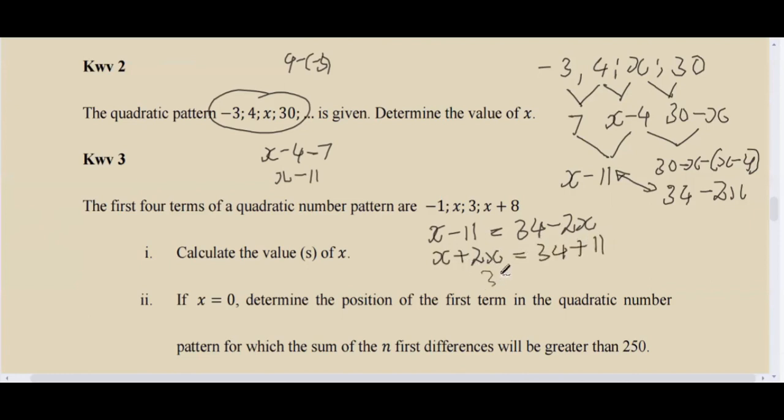So this is giving us 3x. And then what is 34 plus 11? That will give us 45. Then if we divide both sides by 3, my x is now equals to 45 divided by 3. This is now equals to 15. So my value for x is 15, right? So just like that, I've calculated the value for x. So I hope that makes sense.